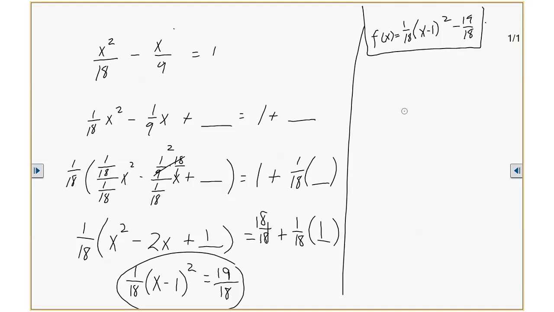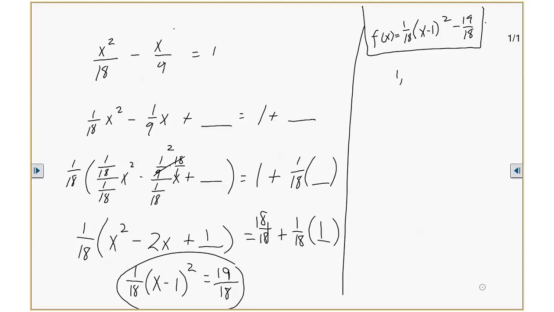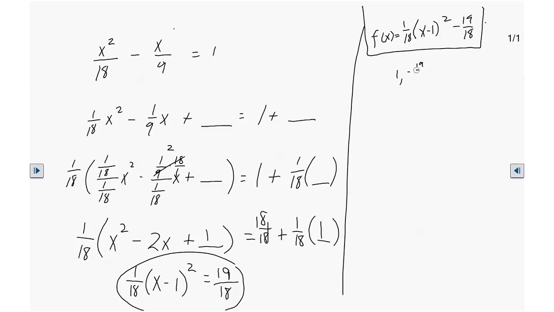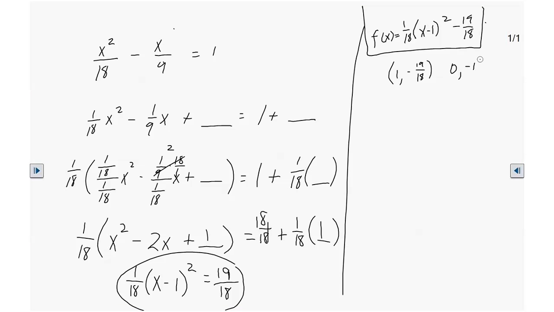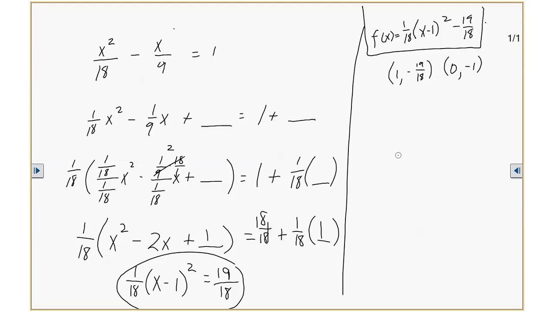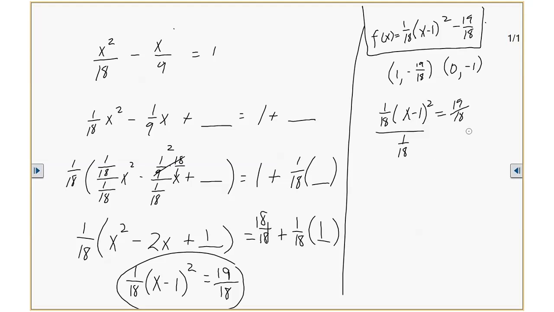My vertex is positive 1, and 19 over 18 is a little bit over 1. I'm just going to put 19 over 18. Y-intercept is negative 1. And I'm going to solve it. 1 over 18 times x minus 1 quantity squared is equal to 19 over 18. Divide by 1 over 18.